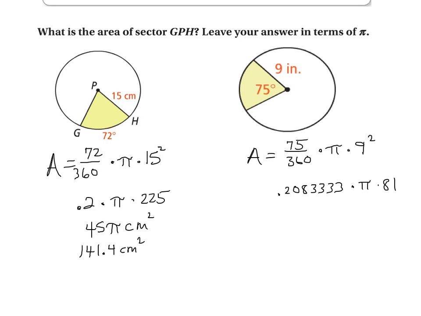Remember, that's not 9 times 2. That's 9 times 9. So then when I take that number, 0.2083333, times 81, I get 16.9 pi. In this case, it's inches squared. Again, that's what your answer would be in terms of pi. If I wanted to calculate the actual answer, 16.9 times pi, the answer rounded to the nearest tenth would be 53.1 inches squared. So that's the area of this little yellowish region of the circle.